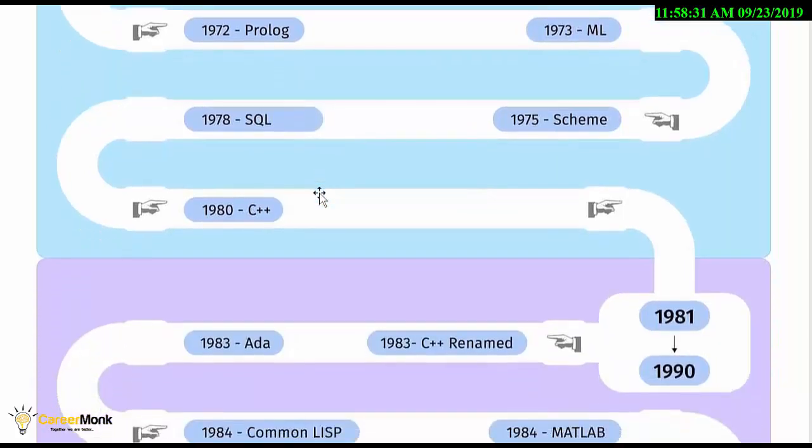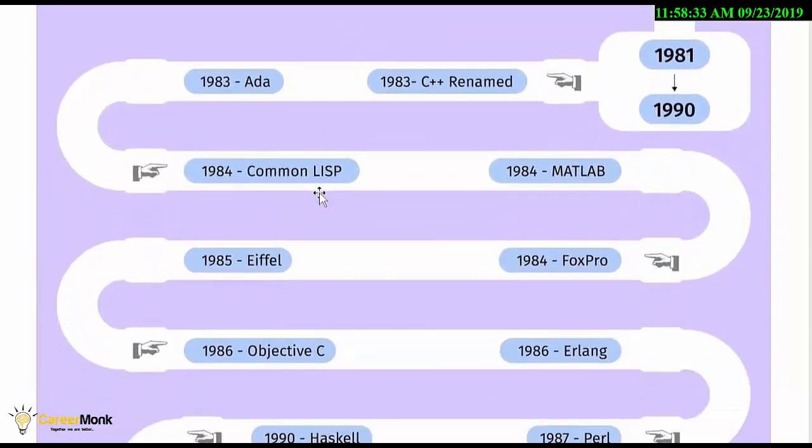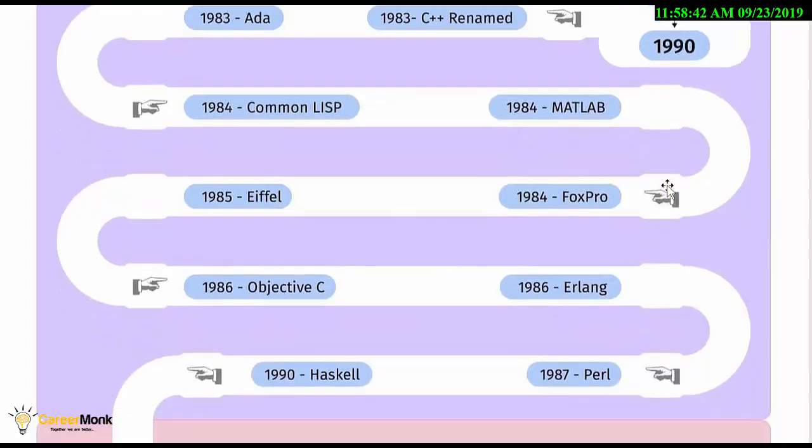Now when it comes to the next decade, the main important language in that decade is MATLAB, which people are using very heavily recently in data science and analytics projects. MATLAB, FoxPro, and Objective-C evolved as major programming languages during this decade, where MATLAB is mainly used for algorithms and visualizations in data science and analytics.